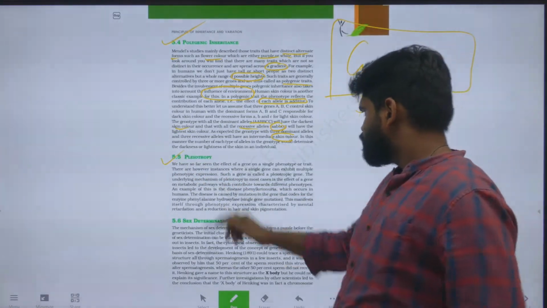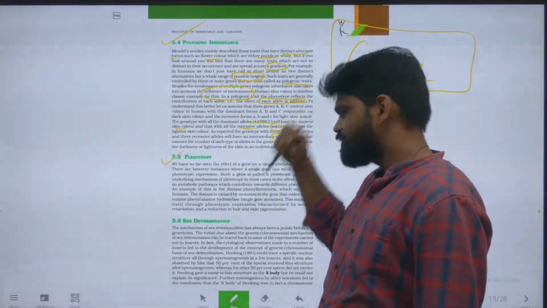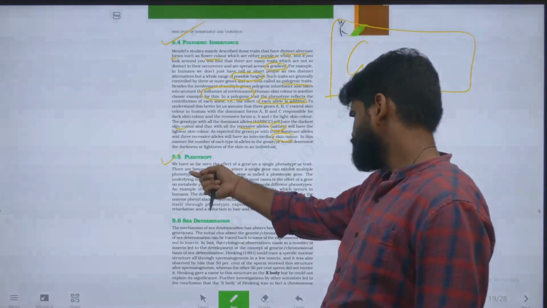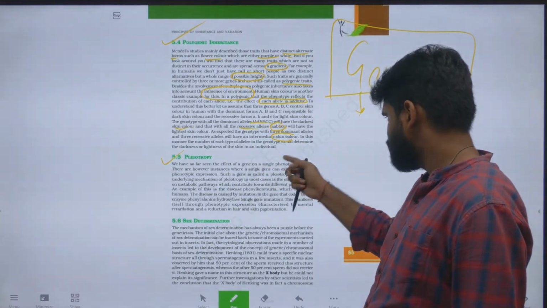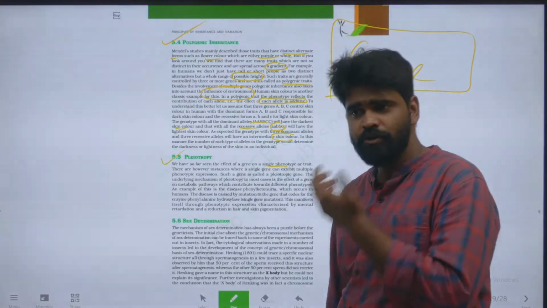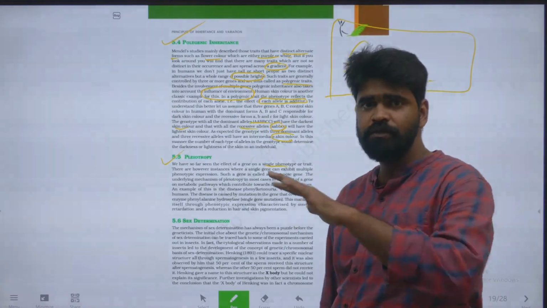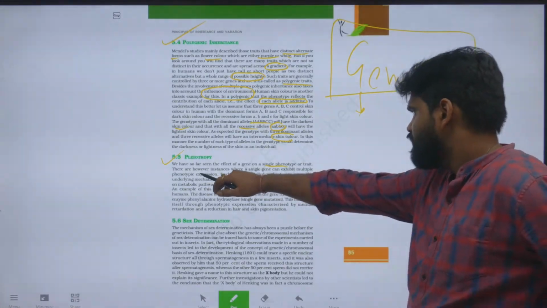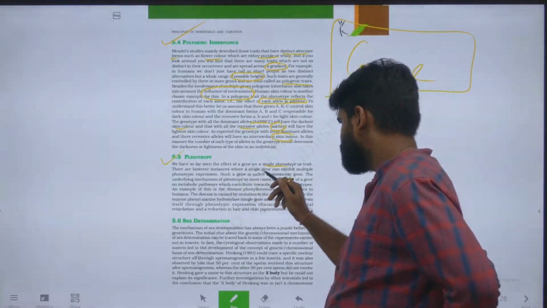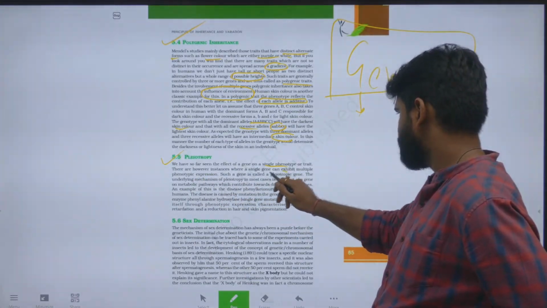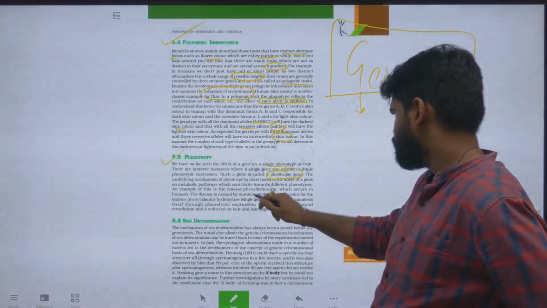Pleiotropy. We have so far seen that these 2 topics were not there in the earlier NCERT. They were newly introduced. We have so far seen the effect of a gene on a single phenotype. I told you people, just the opposite of polygene is pleiotropy. There, many genes, one character. Here, one gene, many characters. So there are, however, instances where a single gene can exhibit multiple phenotypic expressions. Such a gene is called a pleiotropic gene. And one we have to study. What is that?